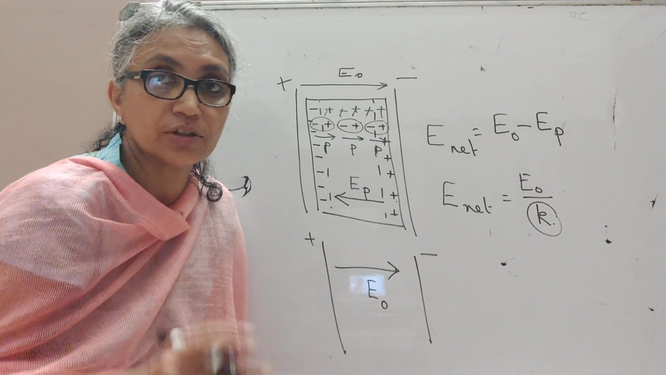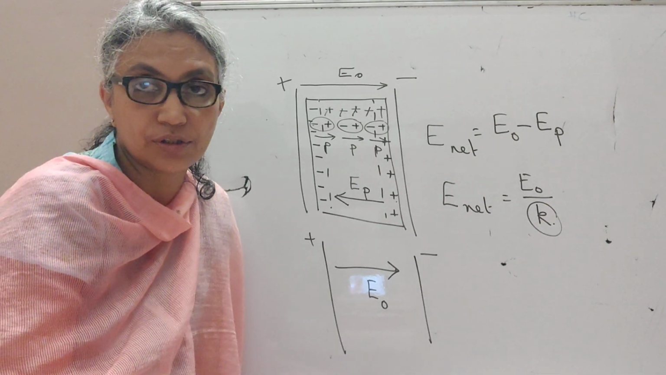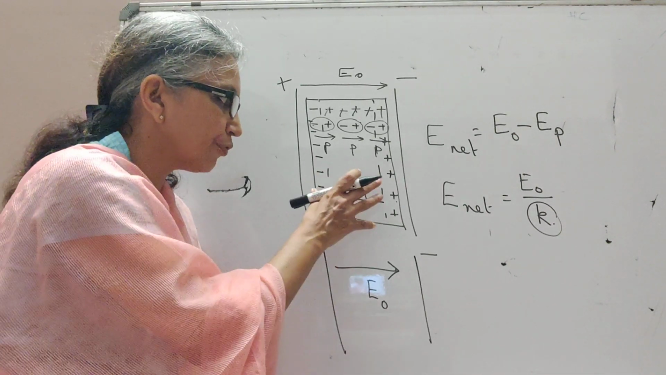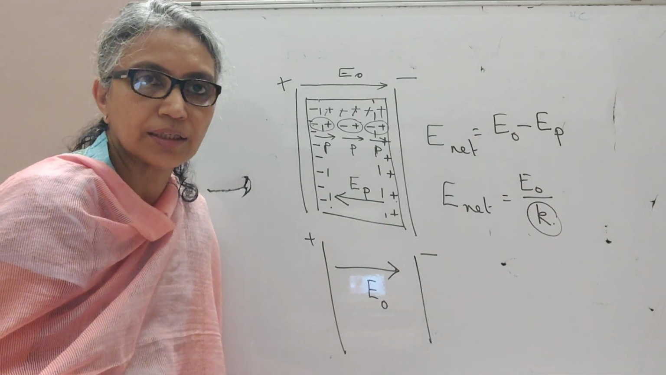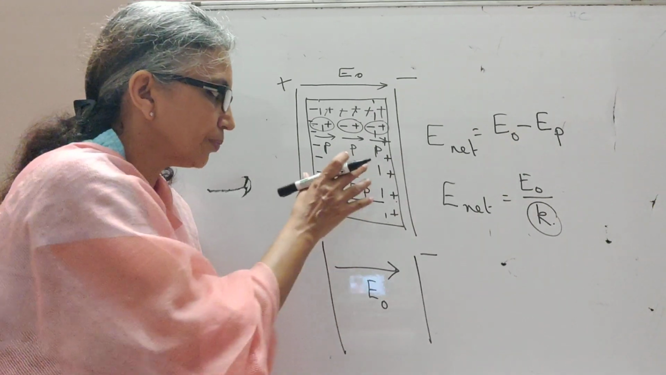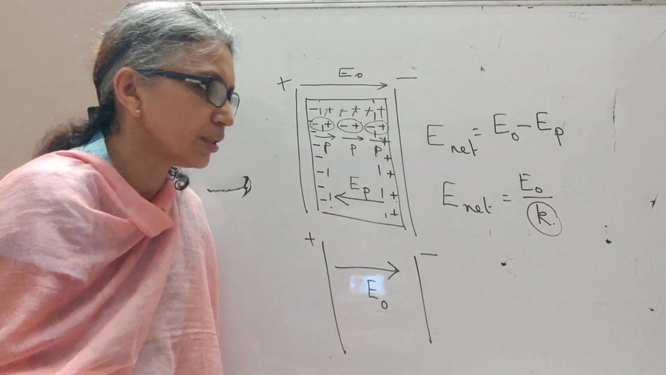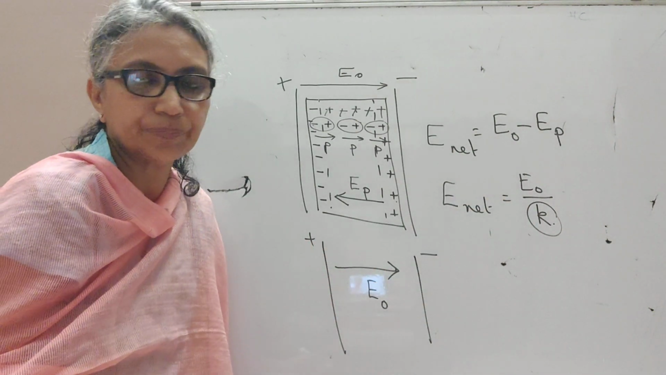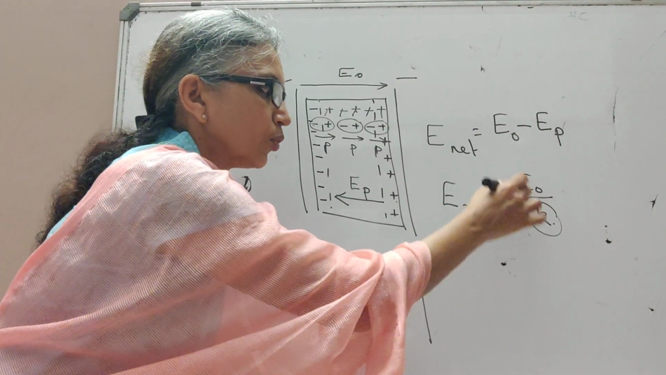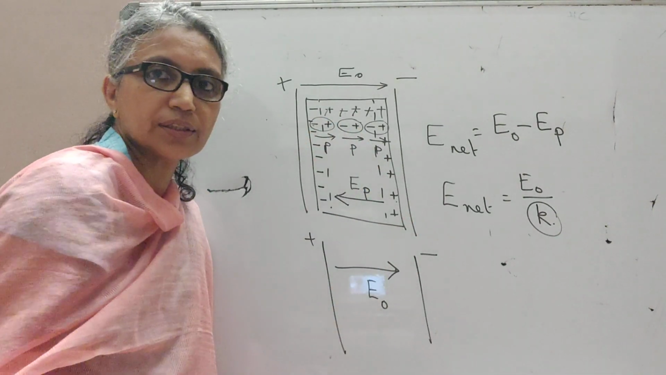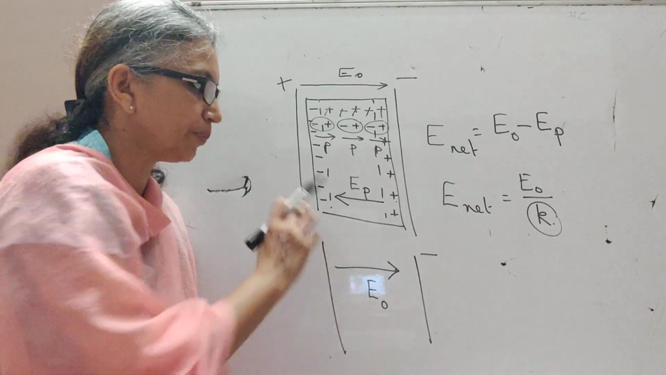K in the first chapter I had told you is 1 by 4 pi epsilon 0. K now is called the dielectric constant for every material. Like mica, K is 6. So each material, each dielectric, has a constant value called the dielectric constant, and that is what I denote by K. So you see the original field will be reduced K times, which is the new field when you insert the dielectric inside the plates.